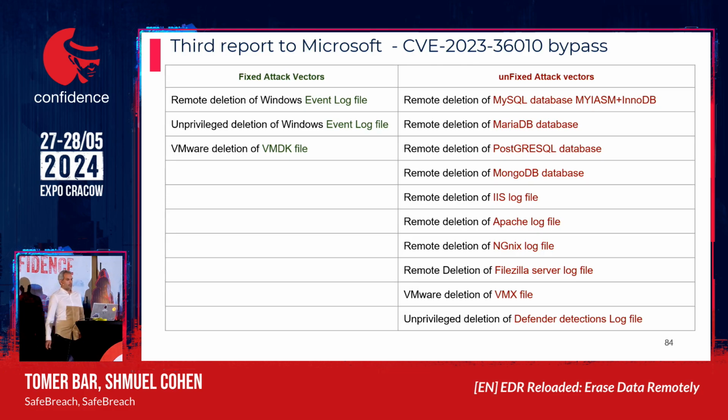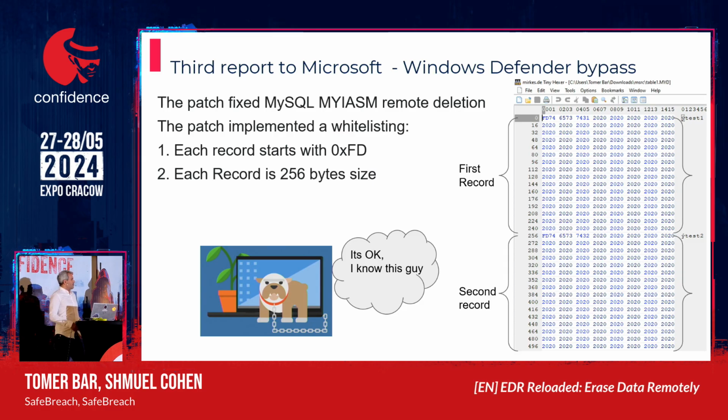We were able to bypass almost all attack vectors fixed by the two different patches, a year after the original report. You can see only three attack vectors we were not able to bypass. But as I promised, a special surprise.